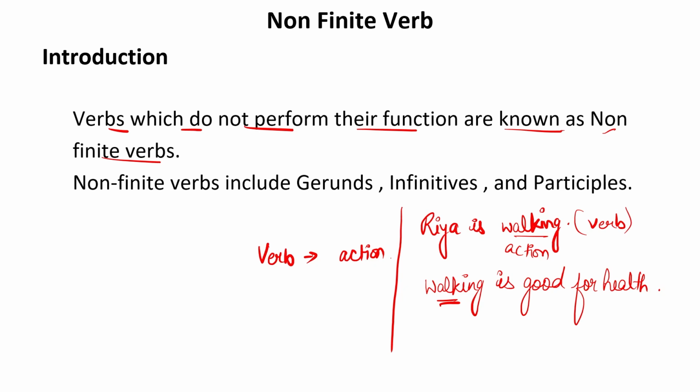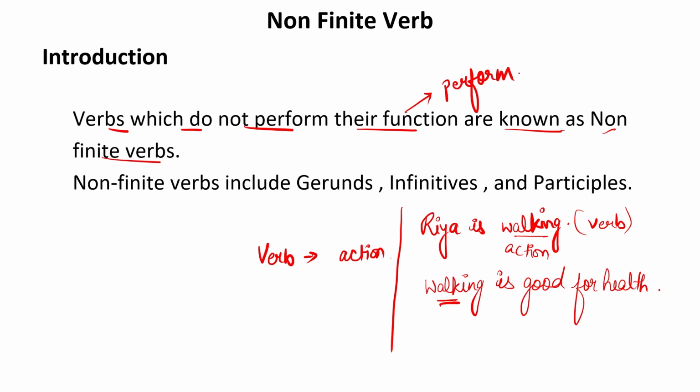It means here we are talking about walking. But walking is not in a performance mode. It is not actually in action form. Therefore, this word walking is a non-finite verb over here. It is not used as a verb.